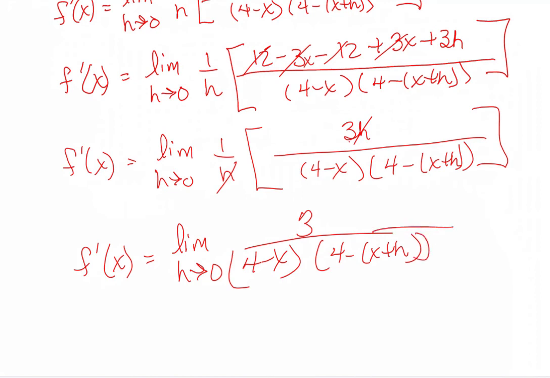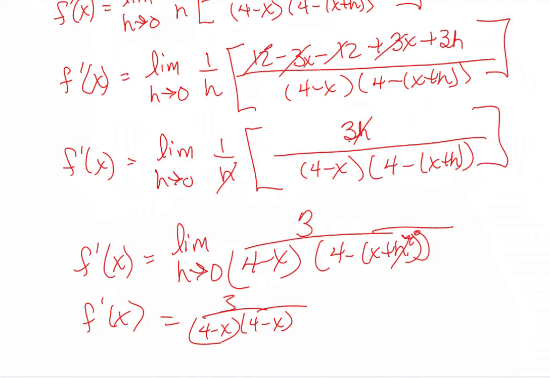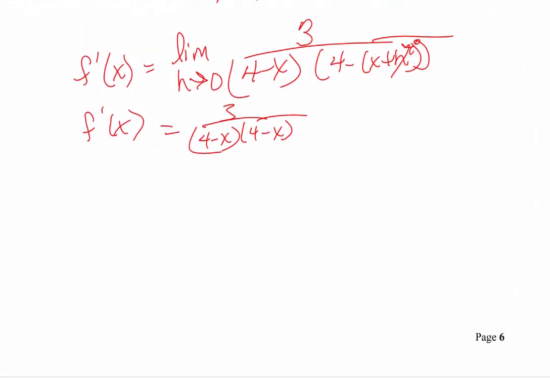Okay, now h is going to go to 0, so this is just going to become 4 minus x. So what I'm left with is f prime of x simply equals 3 over 4 minus x times 4 minus x, which simply equals f prime of x equals 3 over 4 minus x squared.